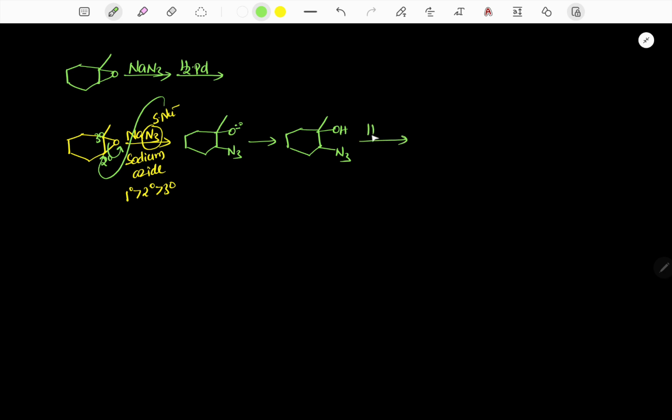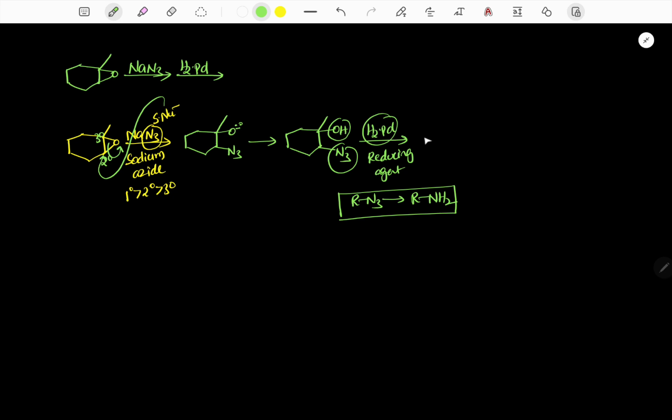Now it is treated with H2/Pd, and H2/Pd is a reducing agent. And here the reducible functional group is azide; alcohol cannot be reduced, but RN3 can be reduced to RNH2. Therefore here the corresponding product is tertiary alcohol, and N3 is converted to NH2. So it is a catalytic hydrogenation.